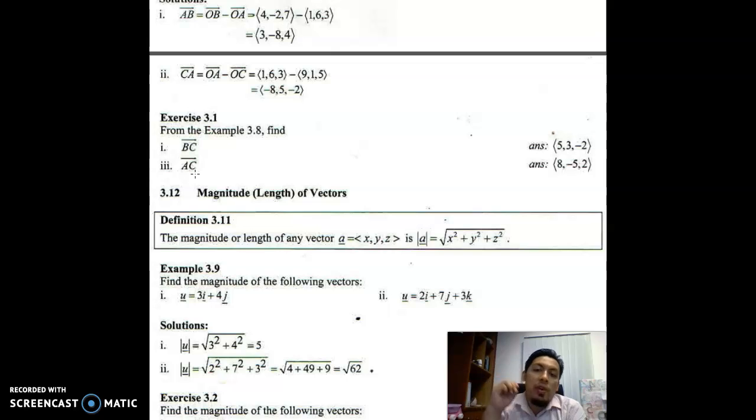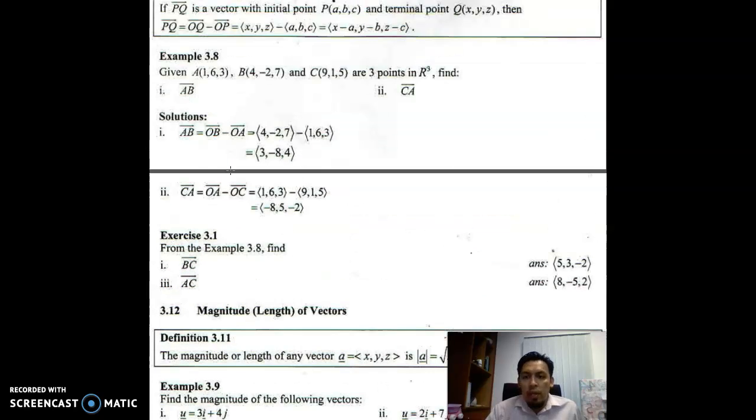Let us revise a bit. How can I know that they are requesting for vector? Of course, because of the notation. And this notation gives us the direction. So the direction of the vector later should be from B to C. Right, and this one is from A to C. So let's look at example 3.8.